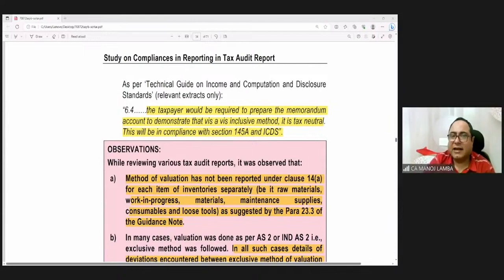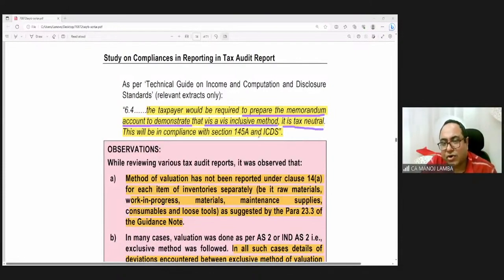But the guidance notes, technical guide on income computation and disclosure standard, relevant extract only. What are they saying? The taxpayer would require to prepare a memorandum account to demonstrate, vice versa, inclusive method.